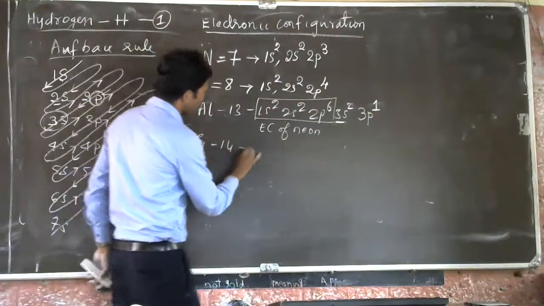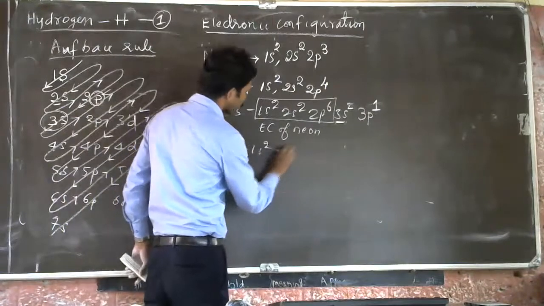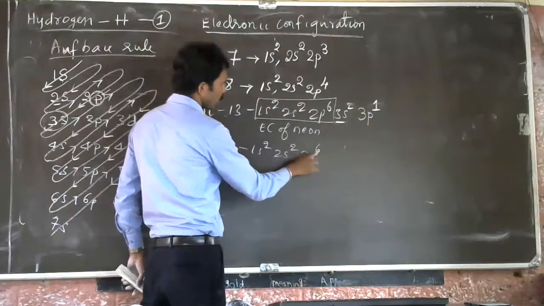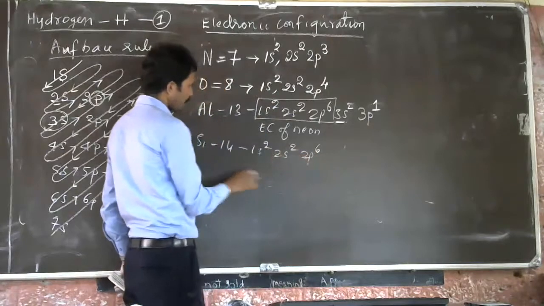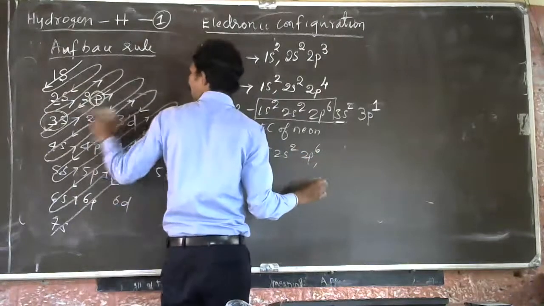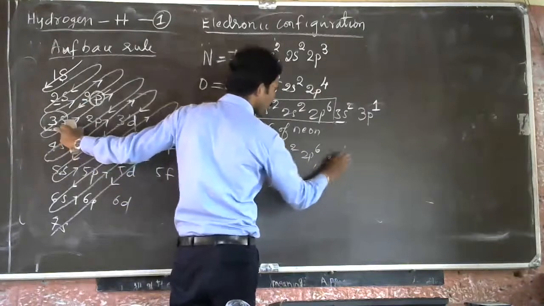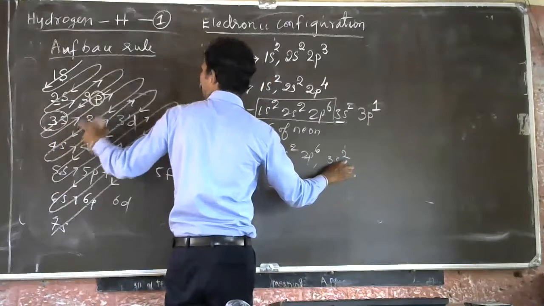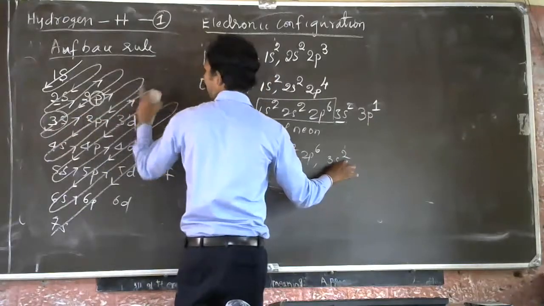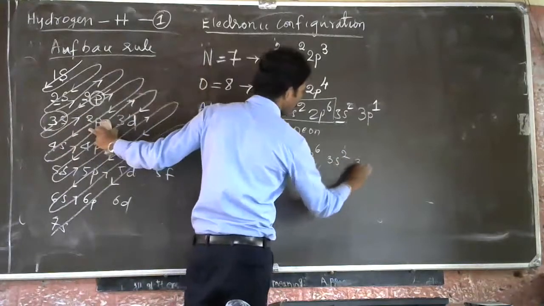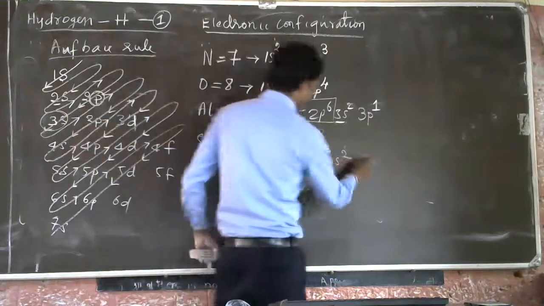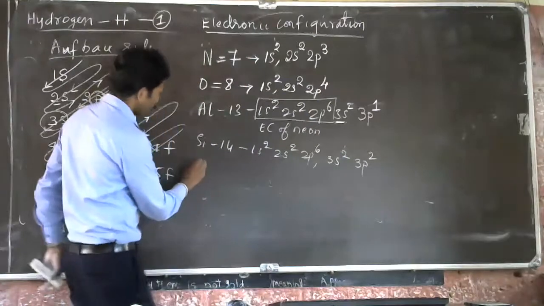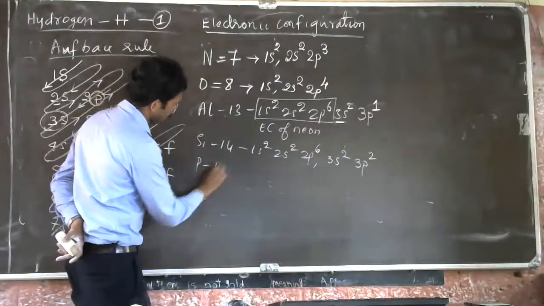Then write silicon. Silicon is 14. So 1s2, 2s2, 2p6. See here 1, 2, 3, 4, 5, 6, 7, 8, 9, 10. Next after 2p, 3s comes. 3s2, the capacity of s is 2. Then after 3s, 3p comes. How much? For 14, that is 2. Correct it.